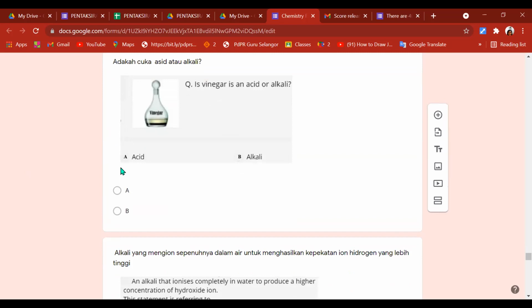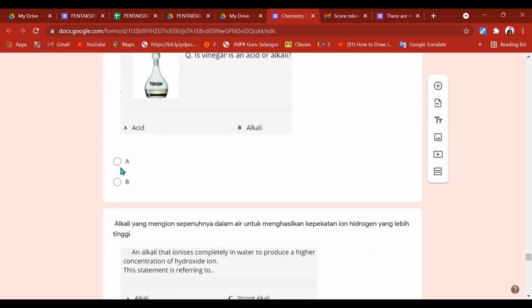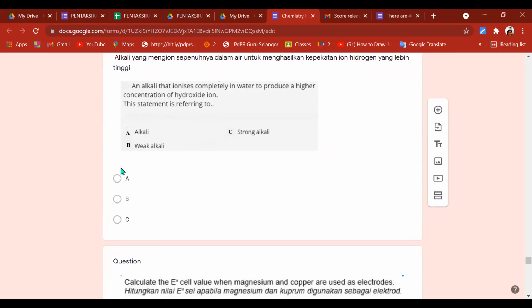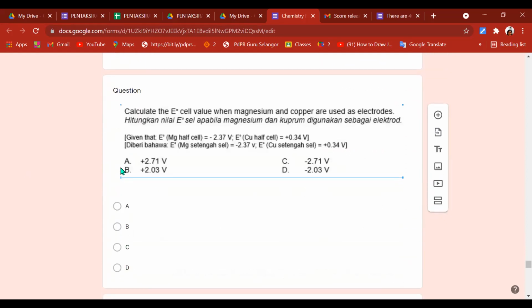Vinegar, acid or alkaline? Acid. The answer is acid. Okay, what is an alkaline that ionizes completely in water? Strong alkaline. Okay, very good. Strong alkaline.